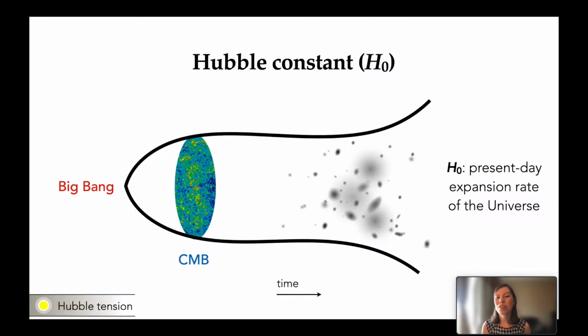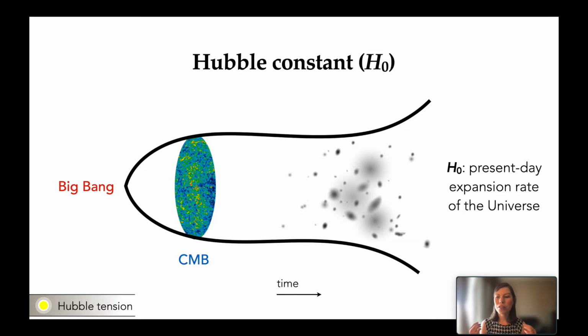So as I said, there's a big problem in cosmology related to the value of the Hubble constant, or the present-day expansion rate of the universe. Here we see an outline of the timeline of the universe, where we have the Big Bang on the right, and then the CMB, the evolution of structures, and the present day on the left.